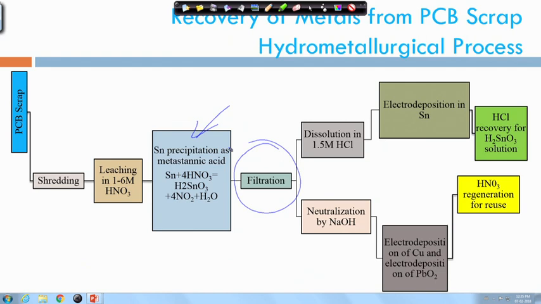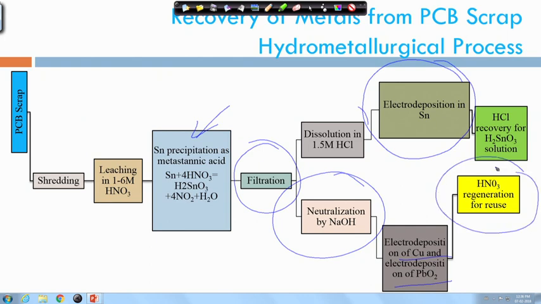Then there could be other metals present, and a little bit of tin and other things could be present as well. So, you dissolve in 1.5 molar HCl. You could have some electrode deposition of tin, and neutralization by sodium hydroxide, which will give electrode deposition of copper and lead. So, you can recover copper and lead that way. Then you can use H2O regeneration for reuse. So, you try to reuse it back. Some with HNO3, some with HCl again, then we can recover HCl for the HNO3 solution. So, we get back over there. That is how the whole process is done.